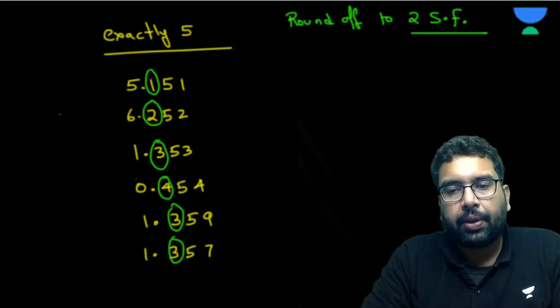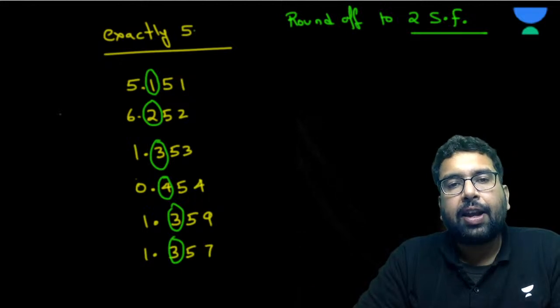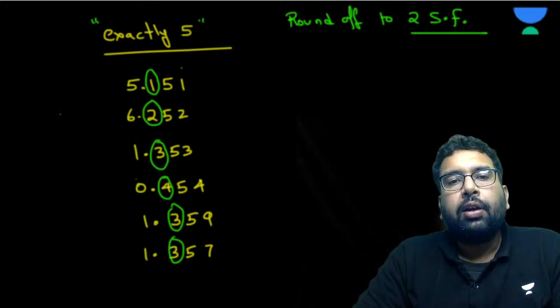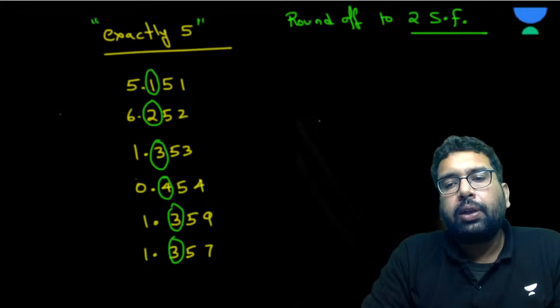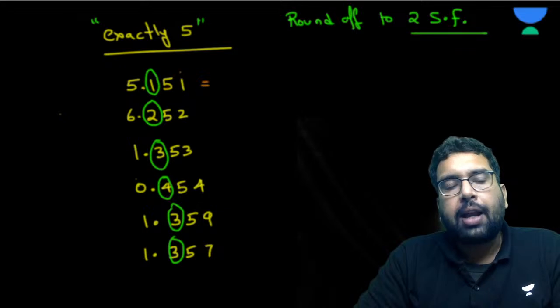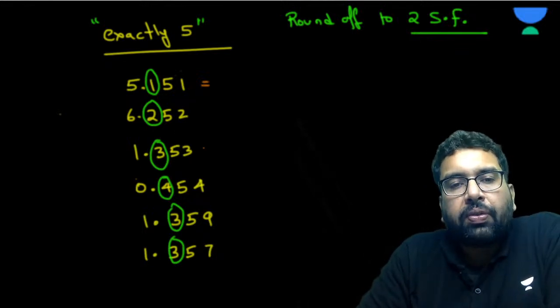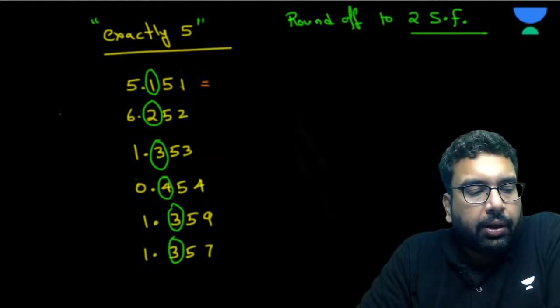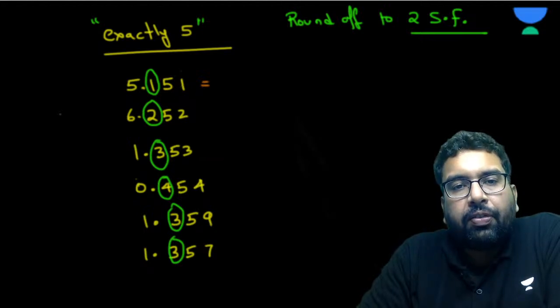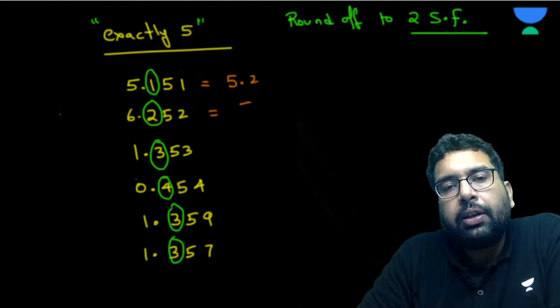See how we are going to do it. When the number after the digit that you need to round off is exactly 5, you are going to see the number next to that number. This is going to be 5.151, 6.252, 1.353. So after 5, if there is a non-zero number, you just have to increase it. You don't have to see what number it is.